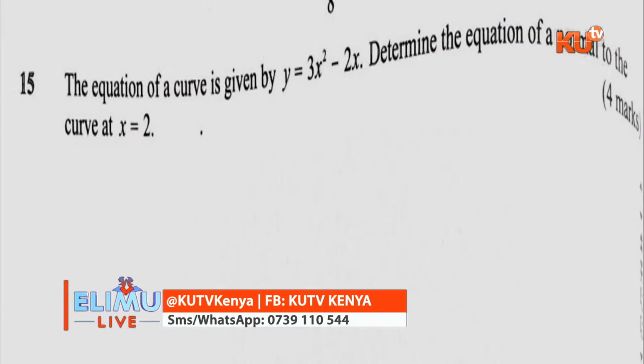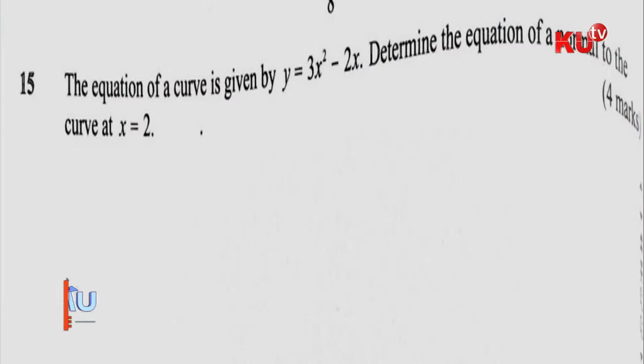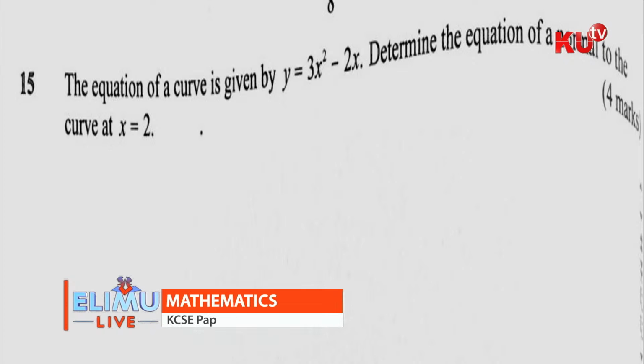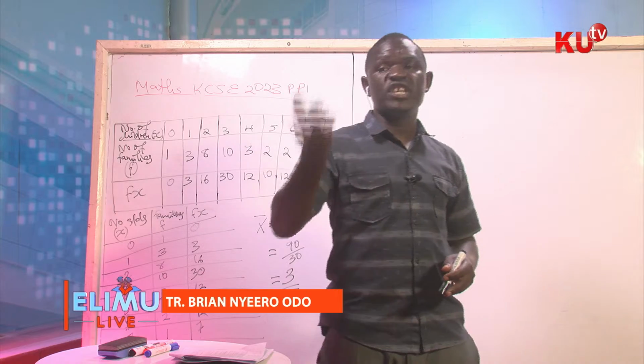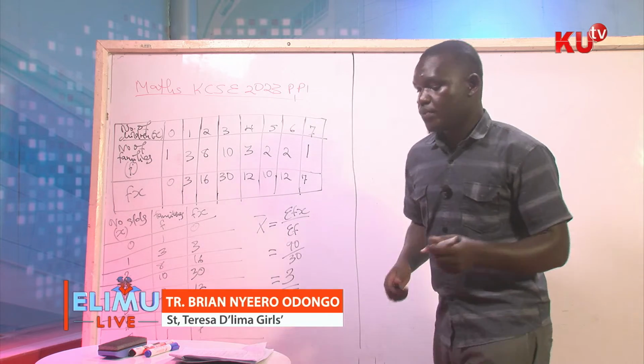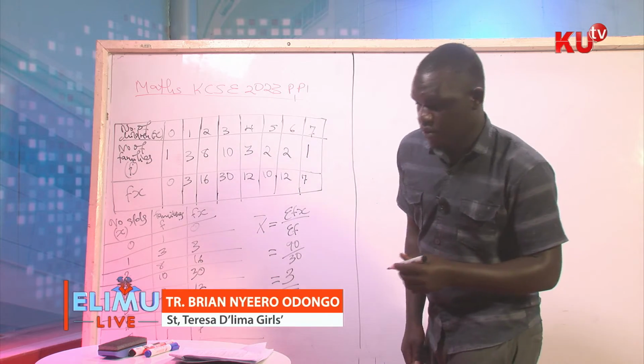The equation of the curve is given by y equals to 3x squared minus 2x. Determine the equation of the normal to the curve at x equals to 2. So they are saying x equals to 2. First of all, let's get that point. When x equals to 2, let's get its corresponding y value. How do you get the corresponding y value of x equals to 2? By replacing the value of x into the original equation of the curve.